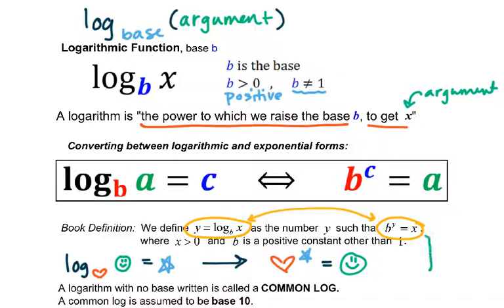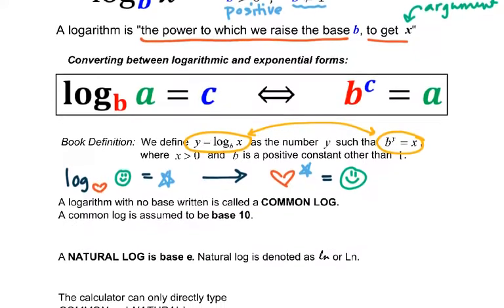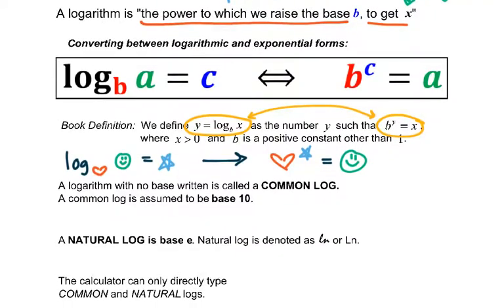Okay, so let's talk for a second here about some special logarithms. When there is no base written, we're going to assume it is a common log, and a common log is base 10. So if you see some problem and it says log of x, and you're like, well, where's the base? That means it's a common log. So we're going to write log base 10 of x.